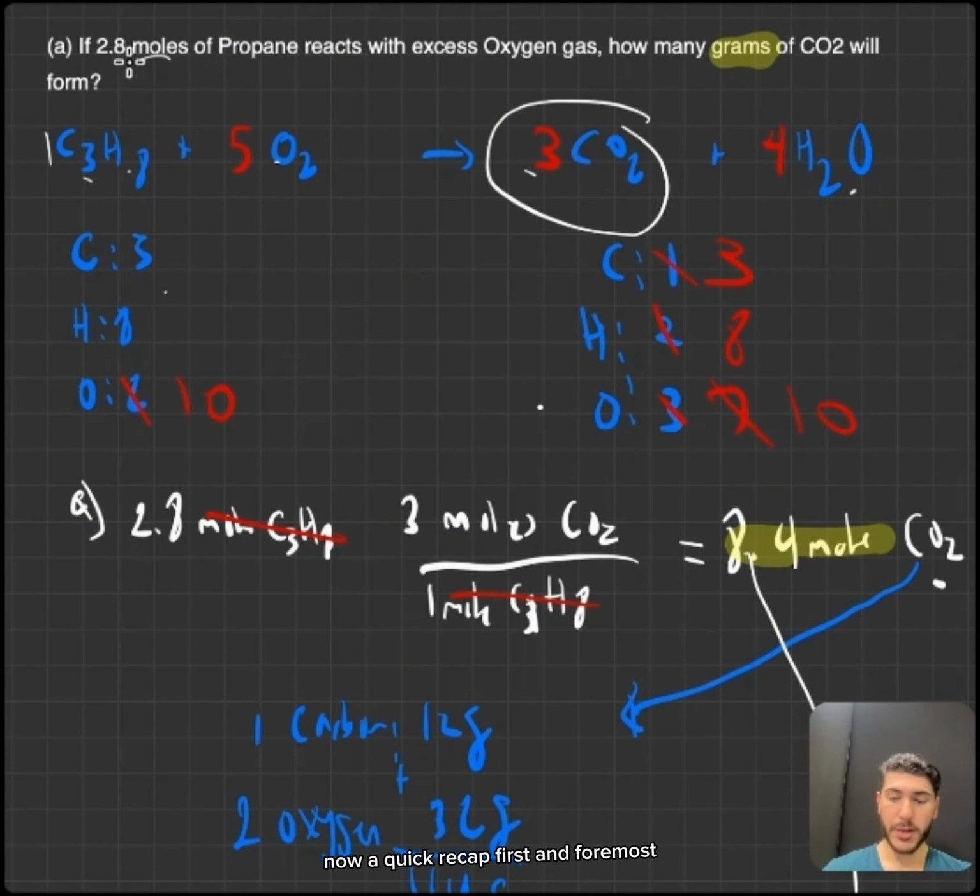Now, a quick recap. First and foremost, when you get a problem like this with stoichiometry, you have to get your balanced equation. After you get your balanced equation, you have to use your mole ratio to convert whatever moles you need, and you have to reread the question to make sure if they're asking in moles or in grams. And after that, convert it into the units that are desired, and that'll be it.